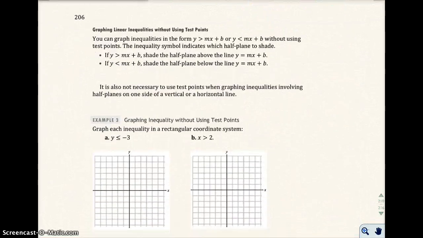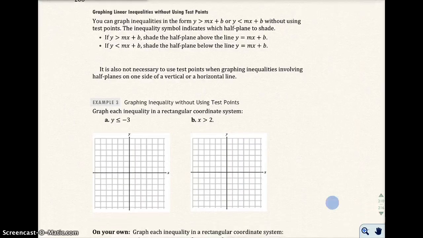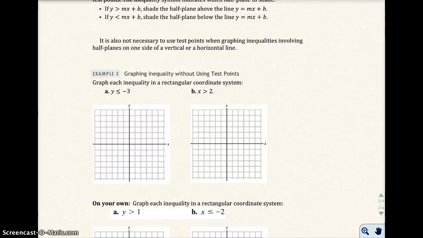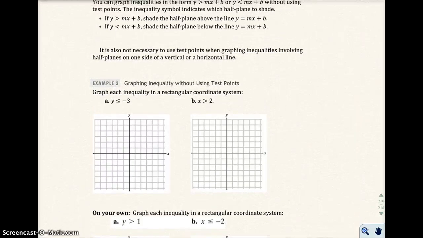And whenever you're graphing inequalities and there's not both variables in there, just an x or just a y, I tell students that you don't want to do a test point here. You can if you want to. So in example 3, I want you to graph y is less than or equal to -3. If I try to graph y equals -3, that would be a line down here. Again, this is going to be a solid line.